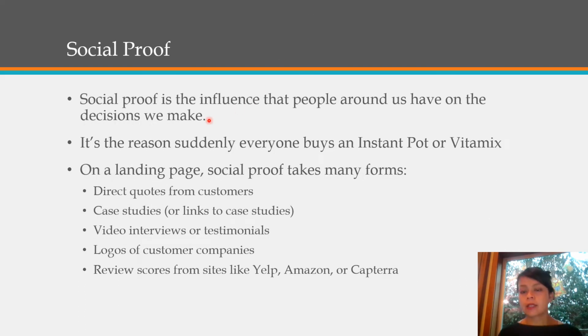Next, let's take a look at social proof. Social proof is the influence that people around us have on the decisions that we make. It's the reason why everybody suddenly buys an Instapot or a Vitamix. On a landing page, social proof can take many forms. Direct quotes from customers, case studies or links to case studies, because you don't want to actually put the case study in there. It'll make your landing page too long. Video interviews or testimonials, logos of customer companies, or review scores from Yelp, Amazon, or other sites.